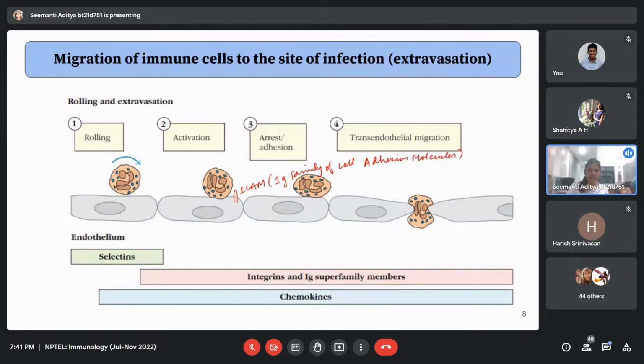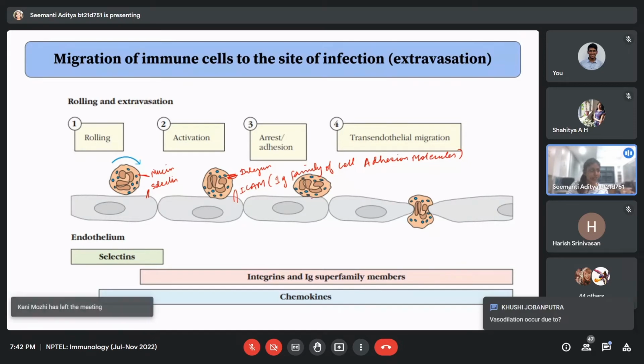So ICAM will interact with another receptor, that is integrin, and this integrin and ICAM interaction, as well as the selectin and mucin interaction, will finally lead to the activation of these cells, and there is an adhesion to this particular endothelial cell. Finally, after this adhesion, there will be squeezing of the endothelial cells.